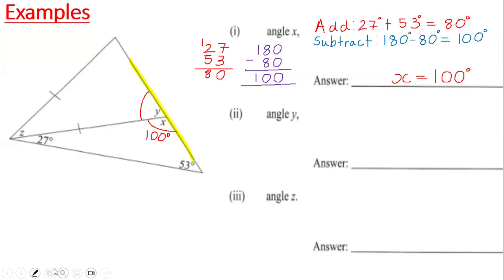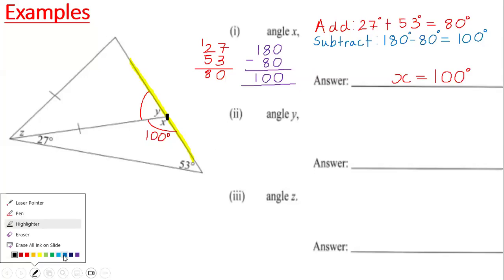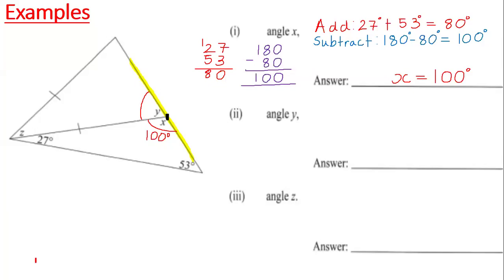Yes, sir. Are they at a common point? Yes, sir. Good. So angles on a straight line at a common point must add up to what? 180 degrees. So in order to find y, what are we gonna do? 180 degrees minus 100 degrees, and that would give you 80 degrees.